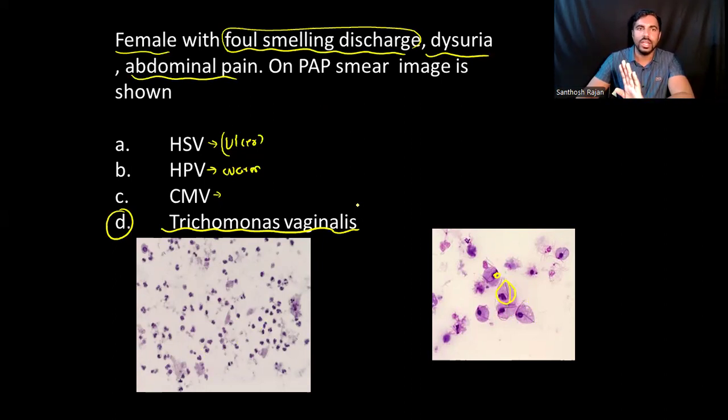That is my idea, because I don't think there was any Candida option. It can be Candida, it can of course be BV also, but typical foul-smelling discharge, dysuria and all, with this type of picture, should be more your Trichomonas. This is what I think, so I would go with Trichomonas vaginalis.